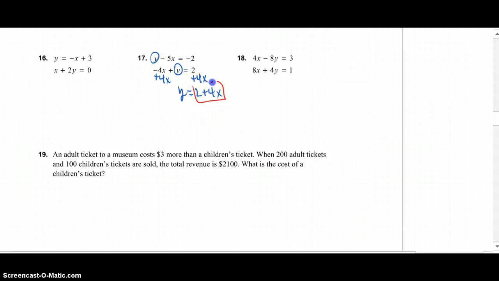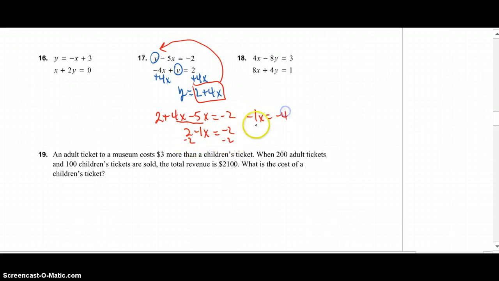Now we're ready to substitute. Take that and plug it into the top equation. Instead of y, let's write 2 plus 4x minus 5x equals negative 2. Combine the terms and get negative 1x. Subtract 2 and get negative 4. X equals 4. We're halfway finished.